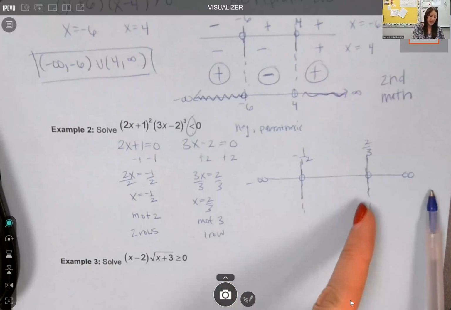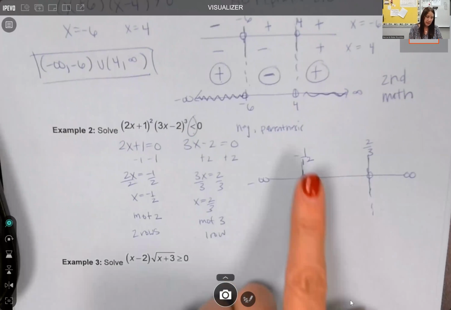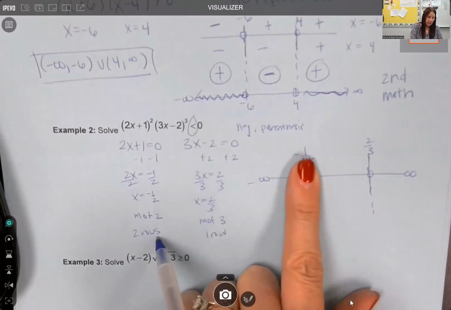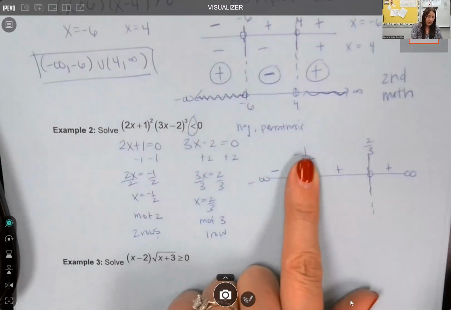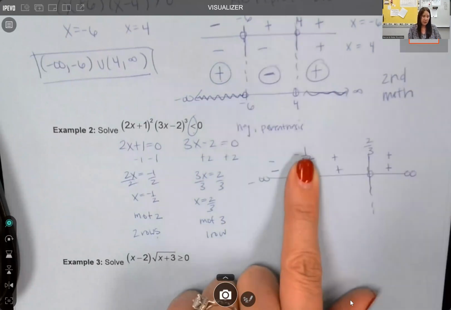I'm going to do it one at a time. So if I look at this line, negative 1/2, this has 2 rows. If I look right here, 2 rows. So it's going to go negative, positive, positive, and then I have to repeat that row again. Negative, positive, positive. Okay, so those 2 rows are for the negative 1/2.